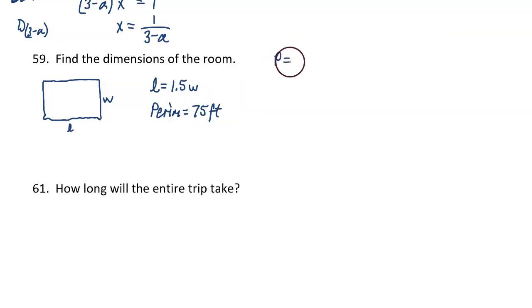The perimeter of a rectangle is twice the length plus twice the width. If the perimeter is 75 feet, the capital P can be replaced with the number 75. If the letter L is 1.5 times W, then the letter L can be replaced with 1.5 W. And then I'll keep the 2W. This creates an equation with only the variable W in it. We can solve for W. 2 times 1.5 makes 3W.